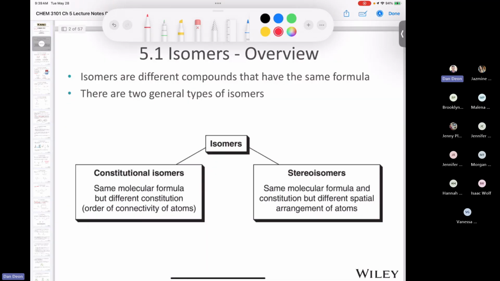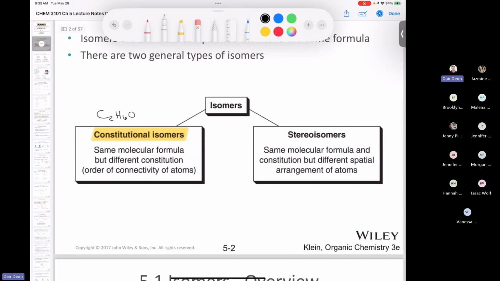So you guys already know what isomers are. Isomers are compounds that have the same formula, but they're two different compounds. So for example, constitutional isomers, we've seen this several times in chemistry. It says here constitutional isomers have the same molecular formula, but different connectivity of the atoms. So let's say you had a formula like C2H6O. There's two possible ways you could organize that.